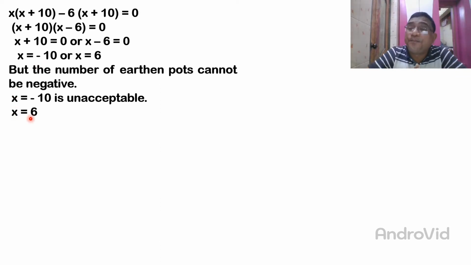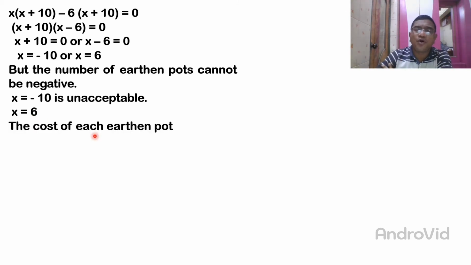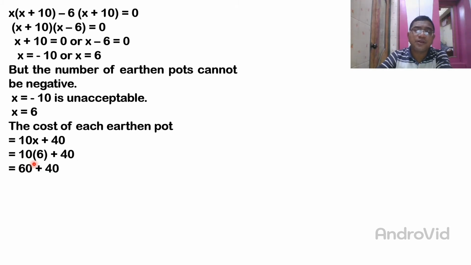So how many pots did Kasam make? 6 pots. So what do you want? You want to find out the rate of one pot. So the cost of each pot is equal to 10x plus 40. 10 into x, which is 6. So 10 remains as it is, x value 6, plus 40. 10 into 6 is 60. 60 plus 40 is 100.